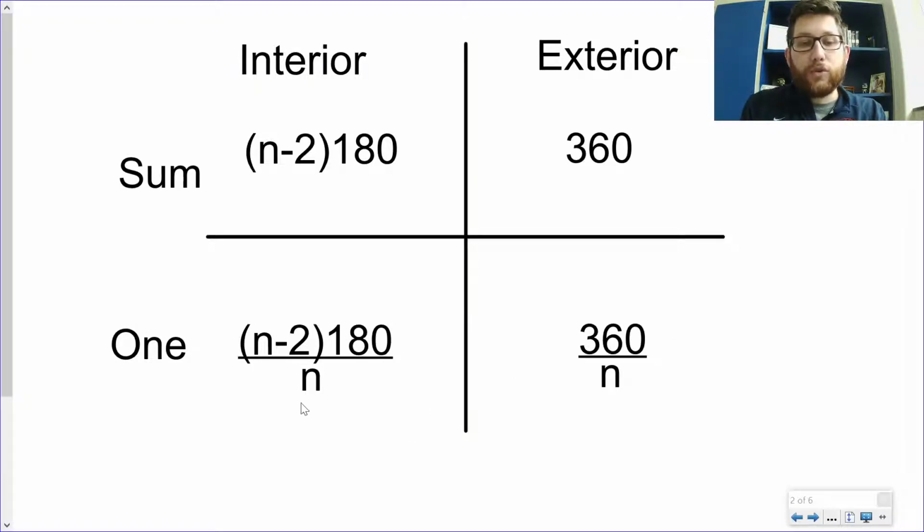And remember, these can only be used for regular polygons. They cannot be used for just any polygons. If we see the keyword regular and we're looking for one angle, that's kind of a tip-off. We're going to be down here. Otherwise, we have to stay at this top level.